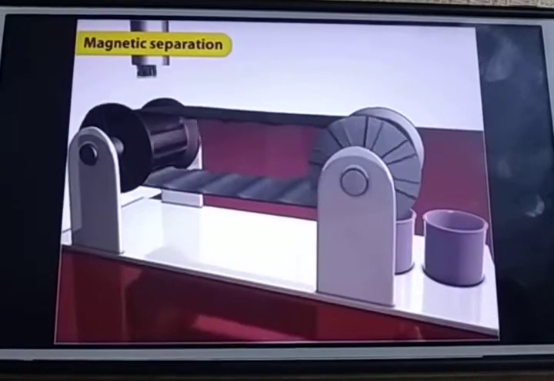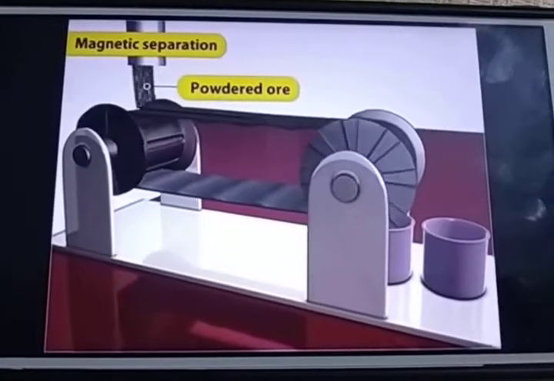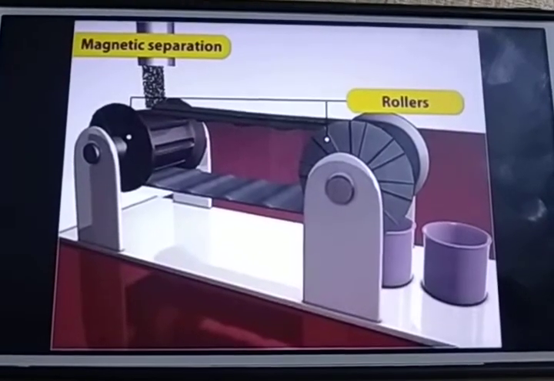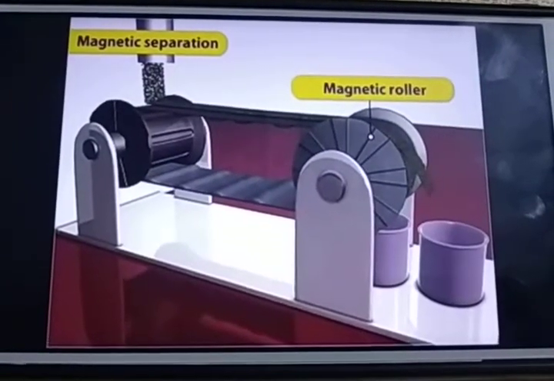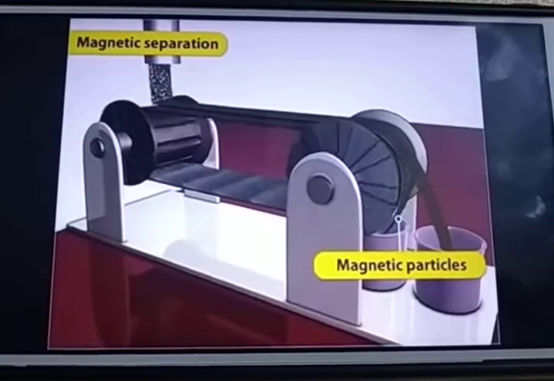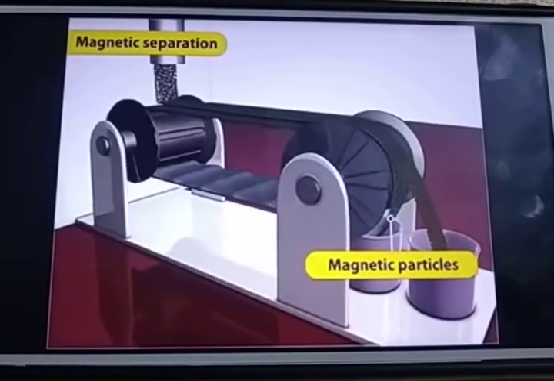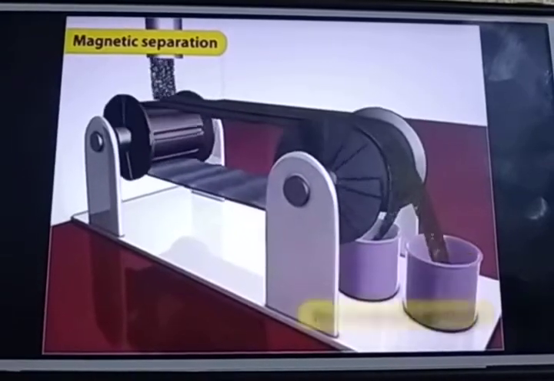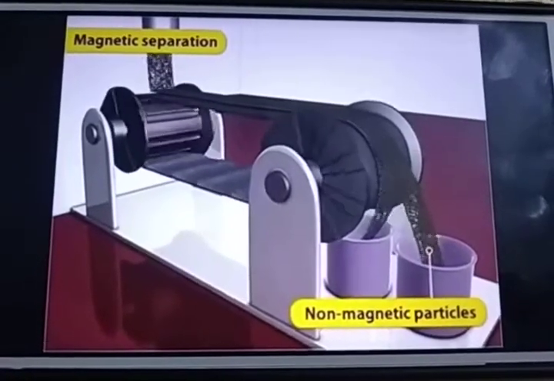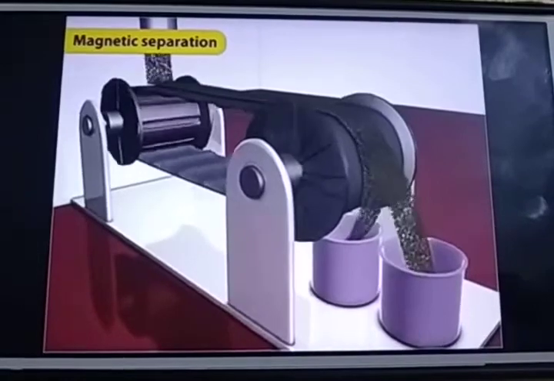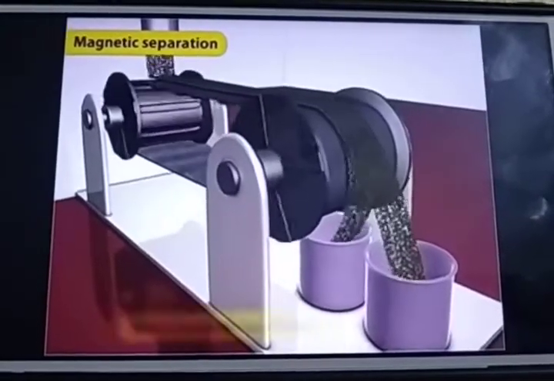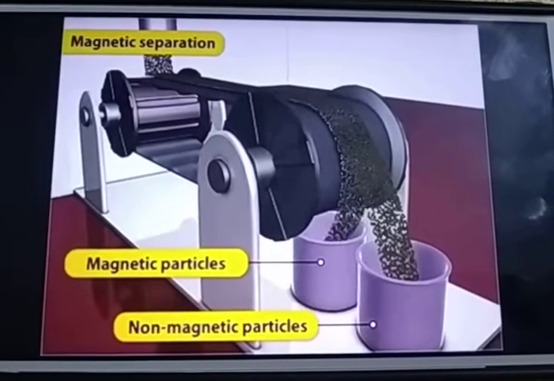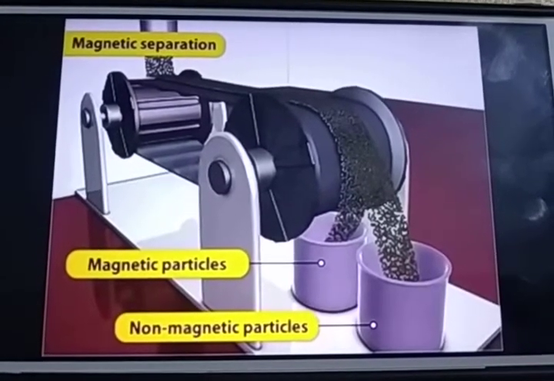In magnetic separation, powdered ore is passed over a conveyor belt running over two rollers, one of which is magnetic. The magnetic particles get attracted to the magnetic roller and travel a little longer with the conveyor belt than the non-magnetic particles. Therefore, the non-magnetic particles drop down first, forming a heap, whereas the magnetic particles drop down a little later, forming a separate heap.